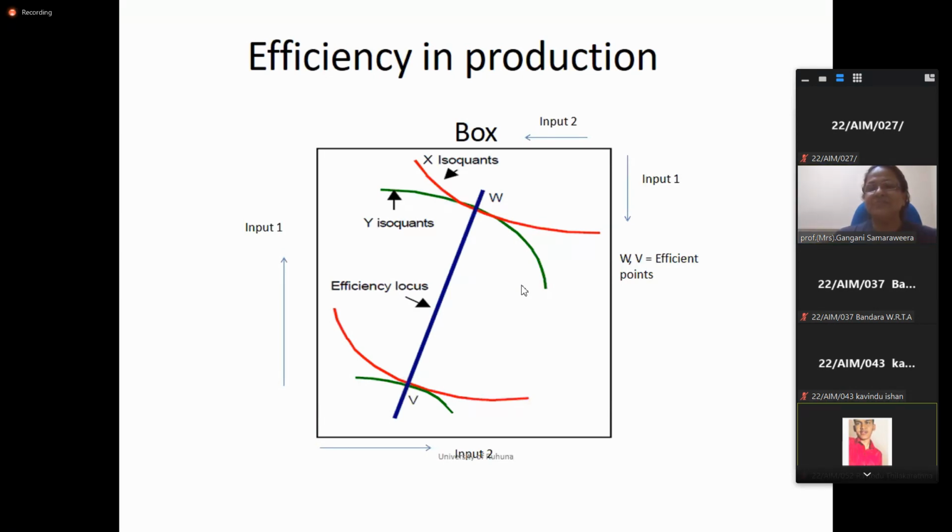No, madam. Please explain again. Okay, good. I'll explain again. So just see: here the y-axis, here the x-axis. Now clear? Two axes: input 1 and input 2. Is it clear? Two axes.